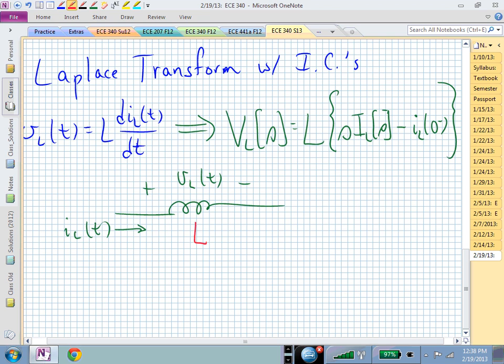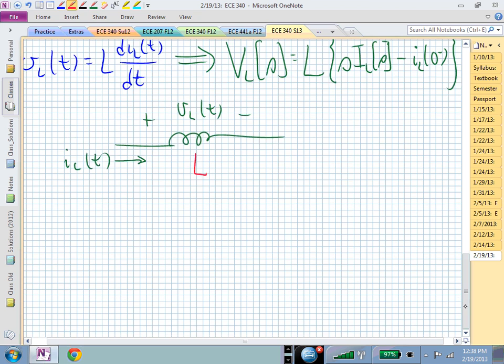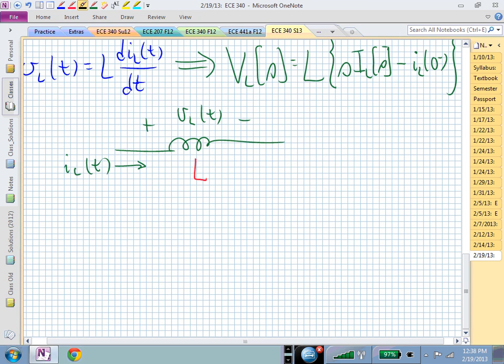Or we could solve this for I sub L of S in terms of voltage, and now we get some parallel circuit that looks more like we would use if we were doing nodal analysis. Let's start with the first one, which is the one that we probably all like to think initially of doing, and that's the series relationship. If I now distribute that L across, I have SL times I sub L of S, and if I didn't have any initial condition, there's my impedance relationship for that inductor.